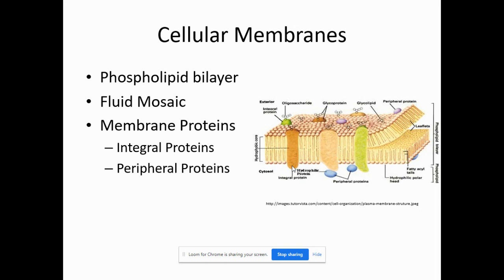But you also have peripheral proteins, such as these blue circles there. They only temporarily attach to one of the lipid bilayer surfaces. So it may be interior of the cell, it may be exterior of the cell, but they are only temporarily attached, whereas these integral proteins are permanently attached.